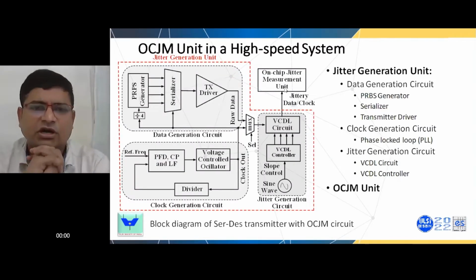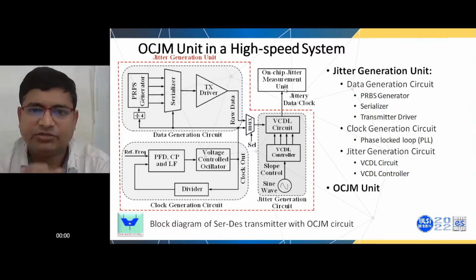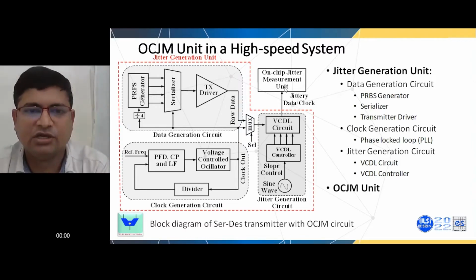So this is the system where you are using an on-chip jitter measurement unit. In this system, this is the transmitter system. Here, one part is the data generation circuit, the second part is the clock generation circuit, that is the PLL, and the third part is the jitter generation circuit.